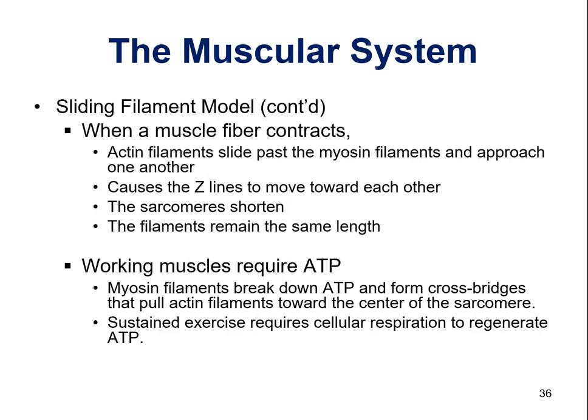The other thing to point out is that working muscles, as you might imagine, require energy, require ATP. Myosin filaments break down ATP and form cross bridges that then pull those actin filaments towards the center of the sarcomere. If ATP is not available, muscle contraction can't occur. Sustained exercise requires cellular respiration to regenerate ATP. Obviously, if you're doing strenuous exercise, your body needs to be very efficient at generating ATP.